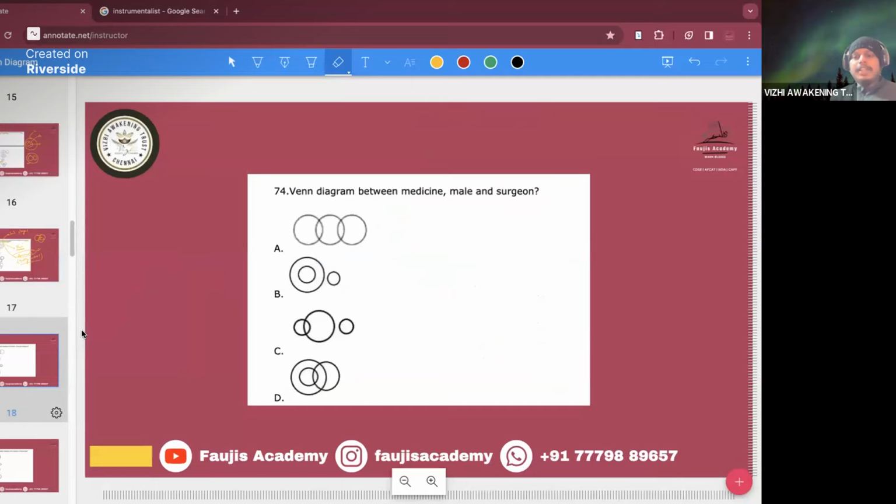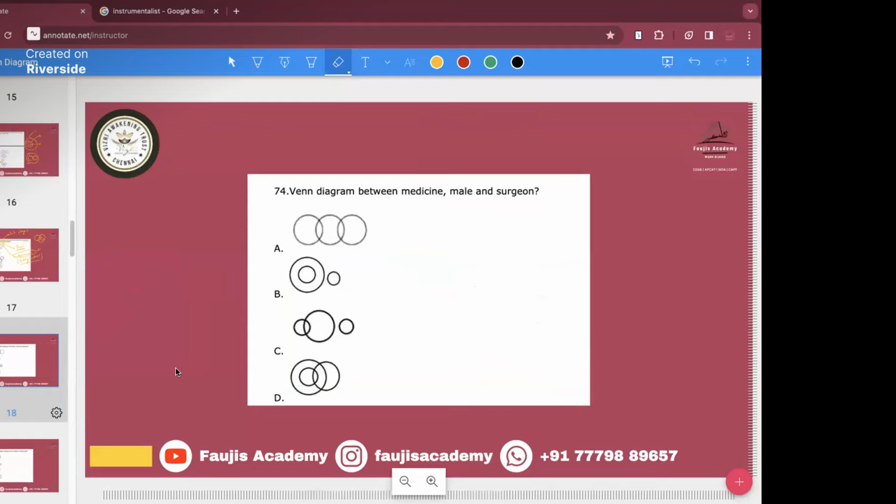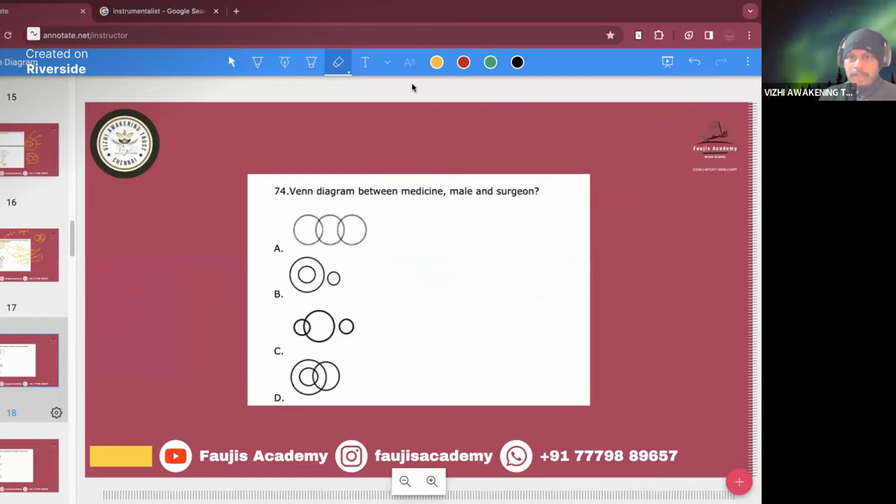Medicine, male and surgeon. C, D, sir. Okay, let's evaluate that. C looks a little dicey though. C, D. Anybody with A and B? There is some relationship between medicine and surgeon for sure. Yes, option A, sir, I think.